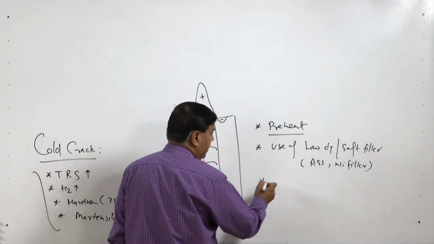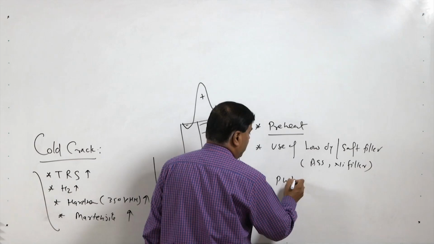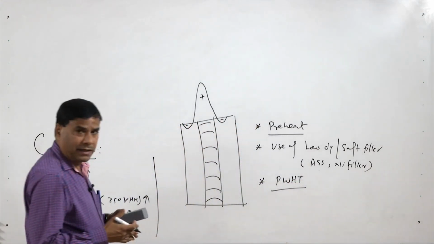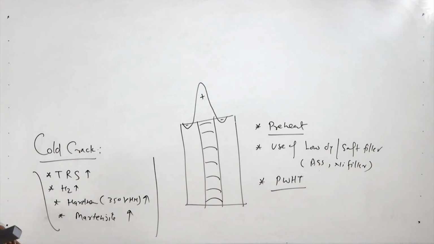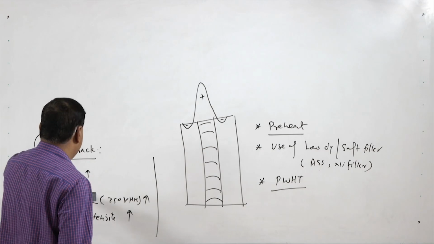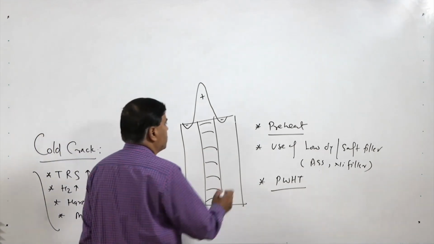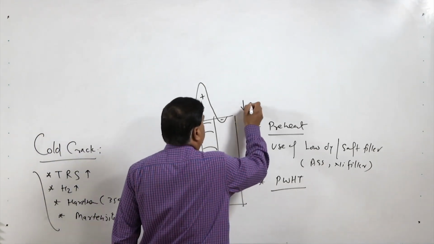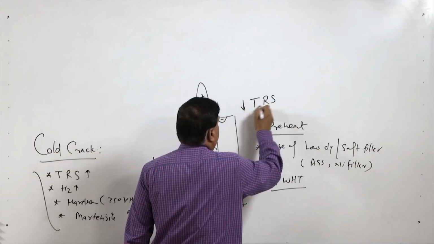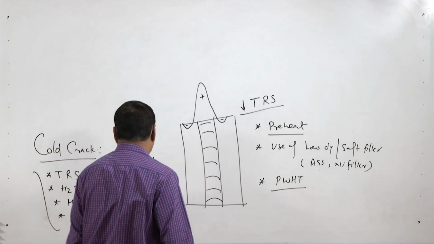And if possible, go for PWHT, or post weld heat treatment, so that whatever residual stresses have set in can be eliminated or reduced. So, these are the approaches which can be used for reducing the tensile residual stresses in the weld metal.